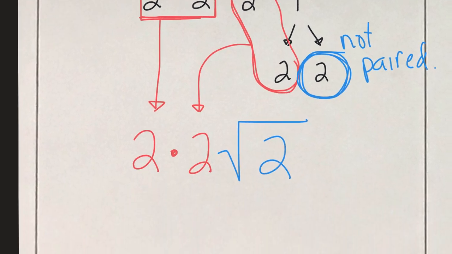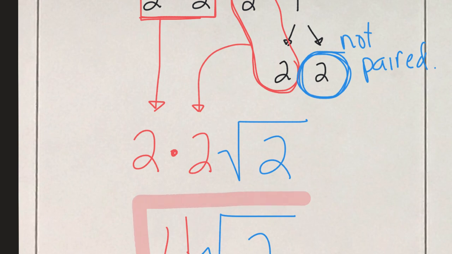So finally, on the outside, what is 2 times 2? That is 4, and on the underside, we just have root 2. Okay, so this is the simplified version of the square root of 32. That is going to be your answer. Okay, making prime factor trees.